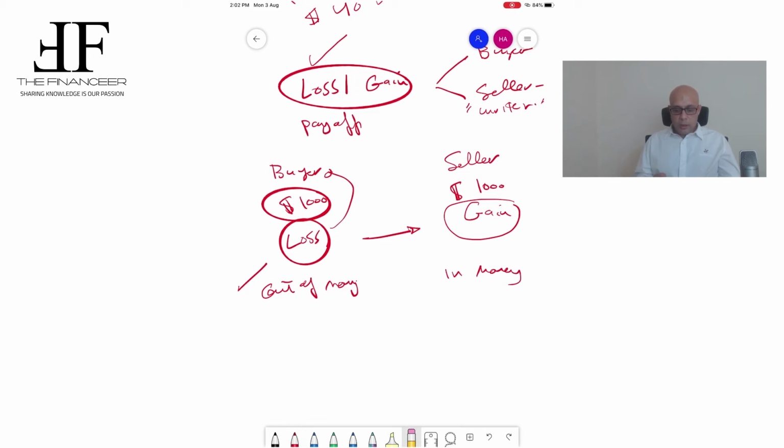In the money. Okay? In the money. This means that the seller achieved gain, so he is in the money. The contract is in the money for the seller. So these are the main concepts in this transaction.